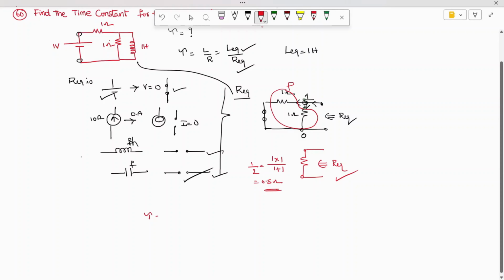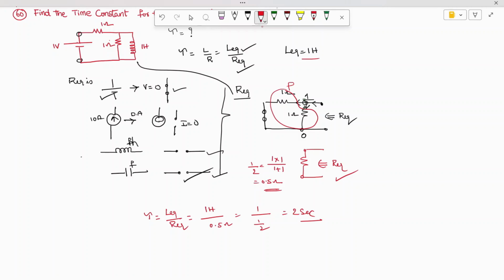Therefore the time constant tau is equal to L equivalent by R equivalent. L equivalent is nothing but what we already got in the problem, 1 Henry, divided by R equivalent, 0.5 ohms. Which is nothing but 1 divided by 1 by 2, which is nothing but 2 seconds, the time constant of the given network. So this is the procedure of solving a given problem of finding the time constant.